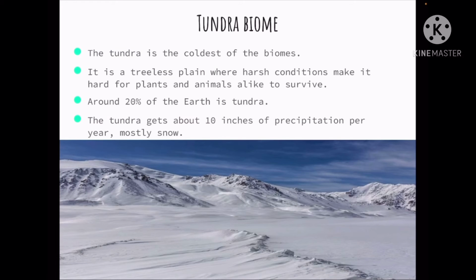Third, the tundra biome. The tundra biome is one of the coldest biomes on Earth. It has a treeless plain where harsh conditions make it hard for animals and plants to survive. Around 20% of the Earth's surface is tundra biome. Tundra gets about 10 inches of precipitation per year, which is mostly snow. This means that it gets so little rain, and even most of that is snow, which means it's not good for growing plants there.